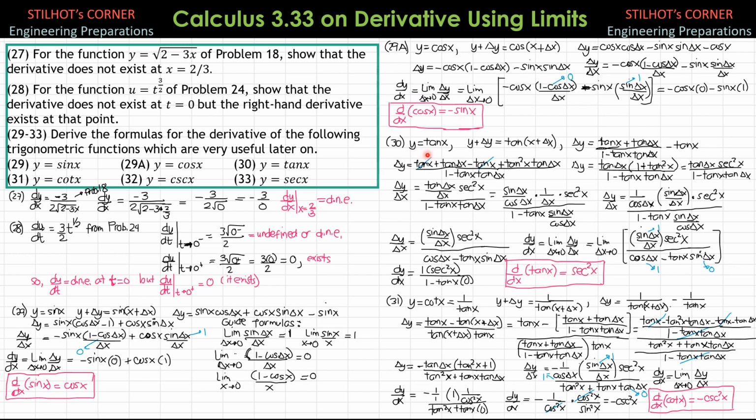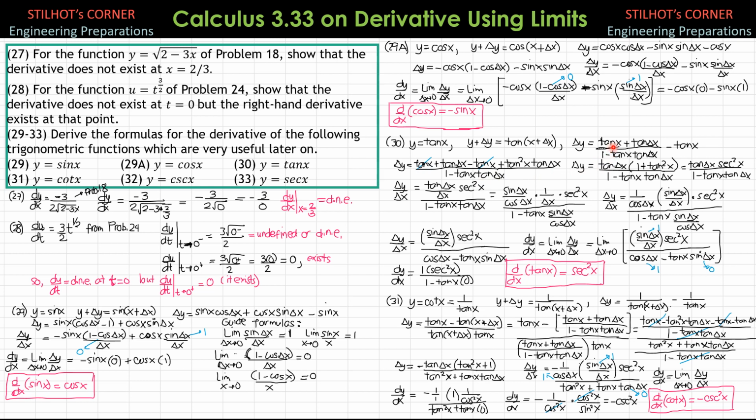30, y equals tangent x. So y plus delta y equals tangent of x plus delta x. The expansion of tangent of quantity x plus delta x is tangent x plus tangent delta x over 1 minus tangent x tangent delta x. So delta y is this expansion, then minus y, so minus tangent x. By algebra, the LCD is 1 minus tangent x tangent delta x.